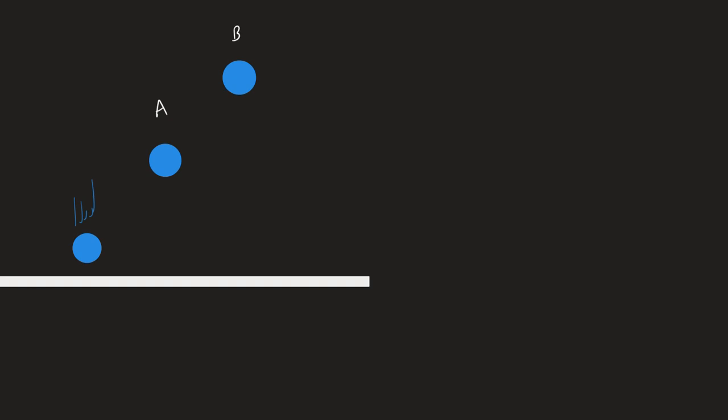This is not a hard question. If you don't know the answer to this question, then we have to have a chat. But if I drop both of these, I'm pretty sure B will be traveling faster. It has a longer distance to fall, right? Gets pulled on for a longer period of time, gets accelerated for a longer period of time. B will be traveling faster than A.